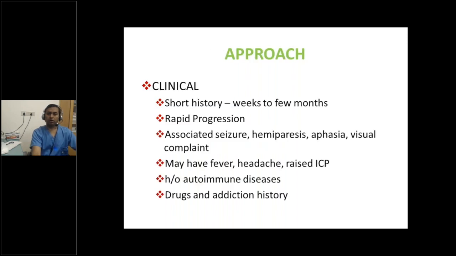So how do we approach any case of dementia in the elderly or in children, or any age group? The most important thing is the history. Is it a short history or a long history? Is there a rapid progression? Is there any associated seizure, hemiparesis, aphasia, or visual complaint? Is there any fever or headache or raised intracranial pressure, or a history of autoimmune disease? All this should be excluded.